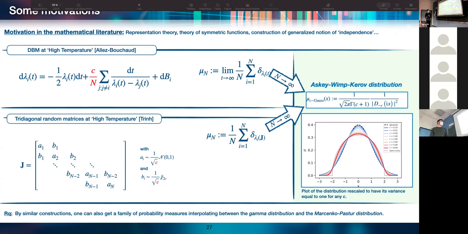So when you see something interpolating between the two, it means that probably there is an underlying central limit theorem behind all this. And there are other ways where you can do some similar construction by interpolating between, for example, the gamma and the Marchenko-Pastur distribution.